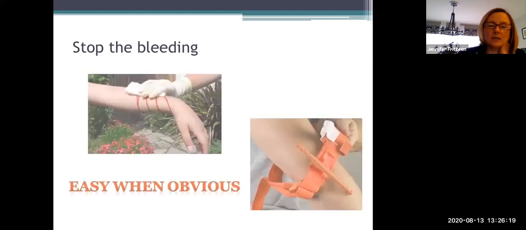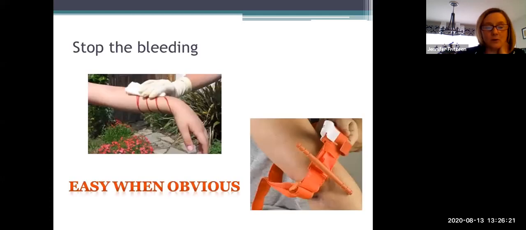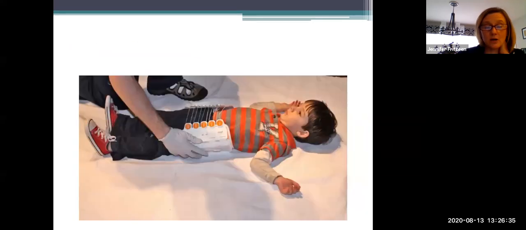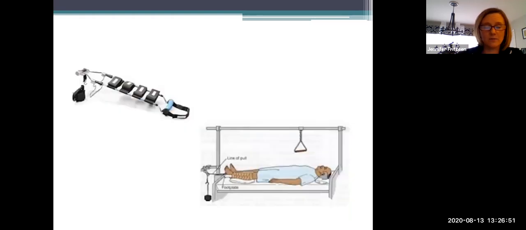Now, once we recognize the bleeding, we've got to stop the bleeding. When it's obvious, the treatment is pretty obvious also. You know, pressure, maybe put a tourniquet on in order to get it stopped until we can get the right people down to do whatever procedures are necessary. But with internal bleeding, it's a little bit harder. For kids with potential pelvic fractures, we may use a pelvic binder. That pelvic binder is going to close up the pelvis and help the vessels in that area tamponade themselves.